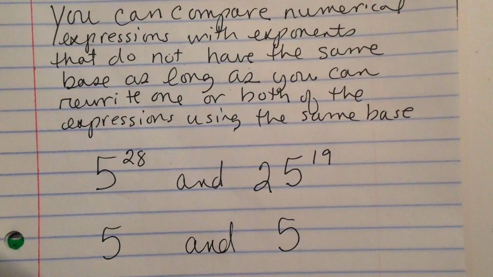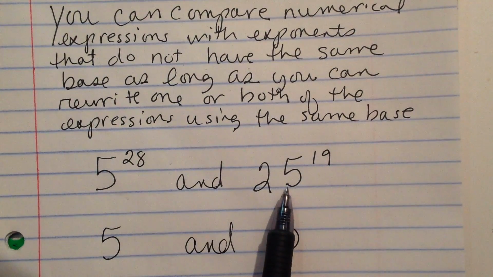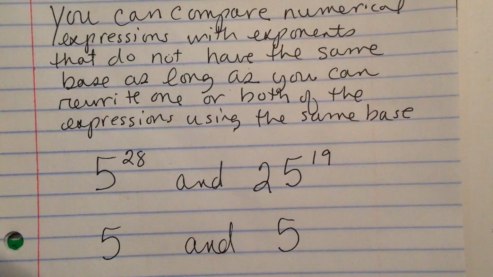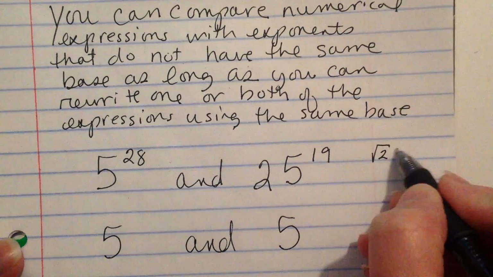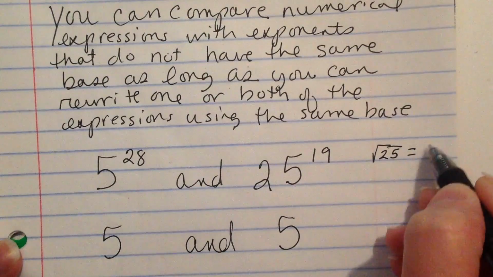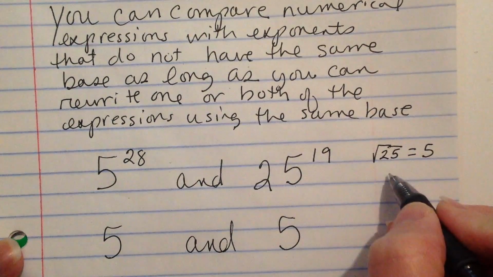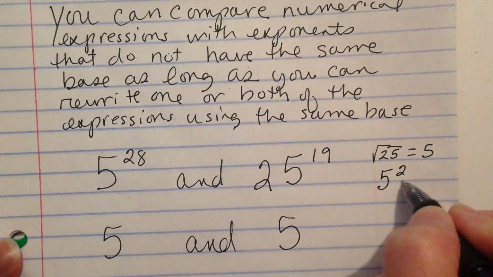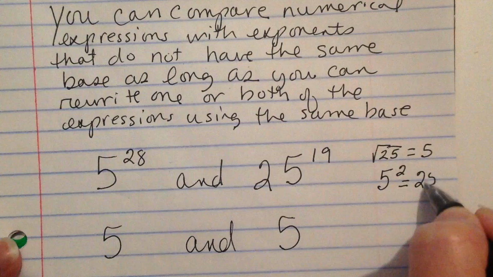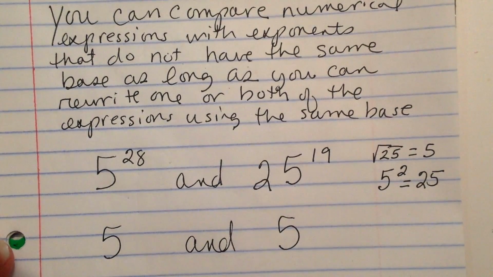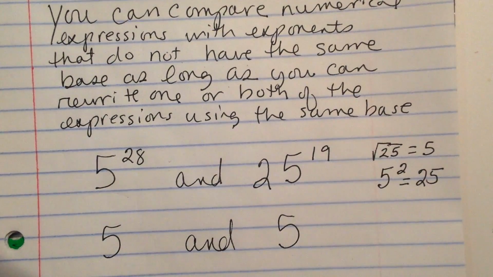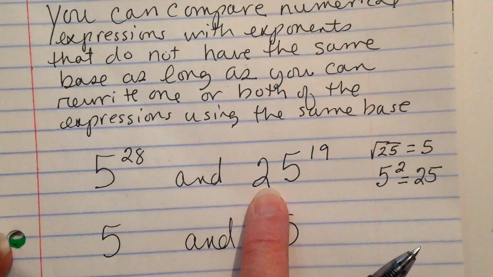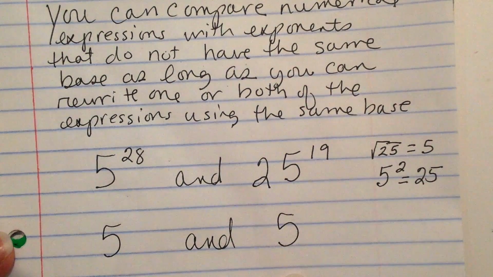Now let's think about 25. 25 is a perfect square. I can take the square root of 25, which gives you 5. And so remember that 5 squared is 5 times 5, which is 25. So I'm going to use that thought in rewriting the right-hand side from base 25 to base 5.